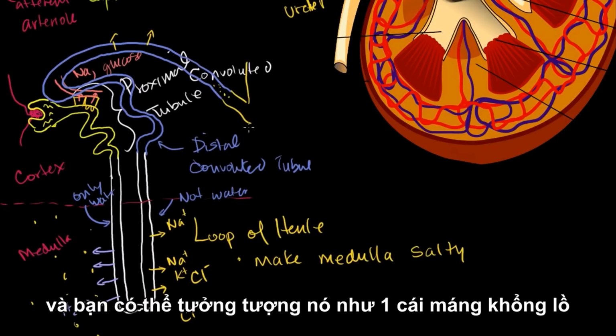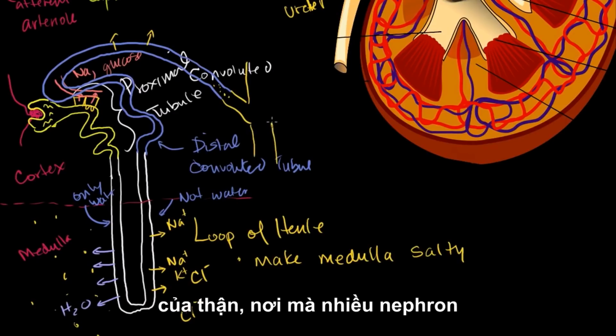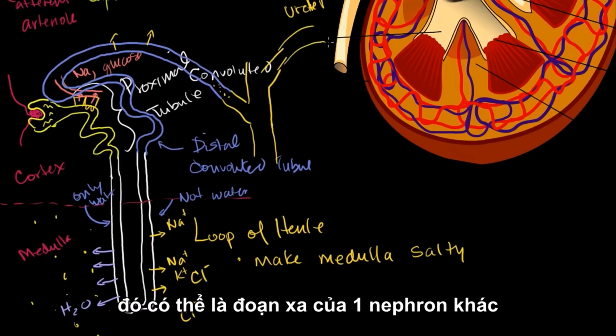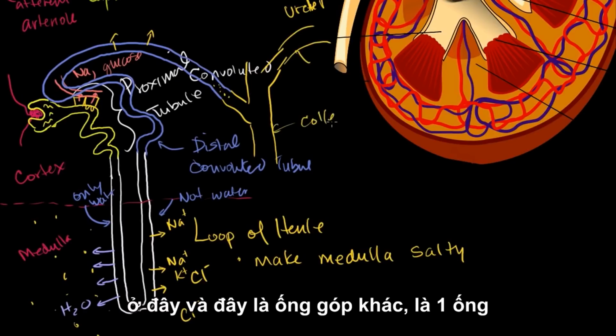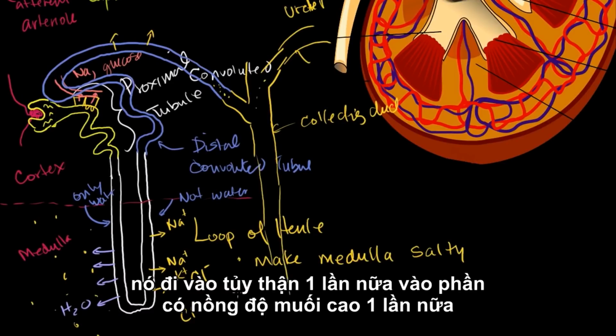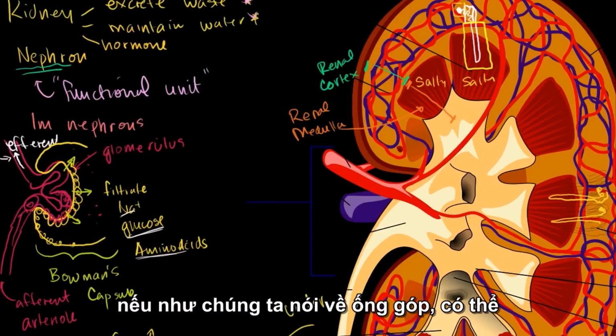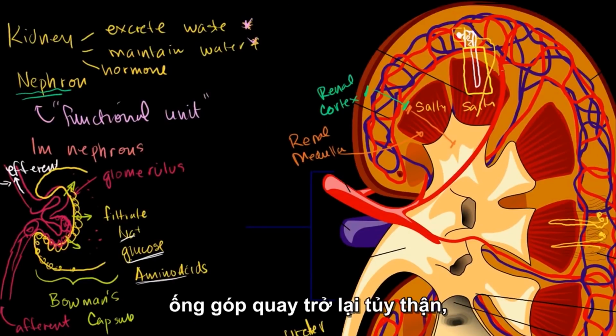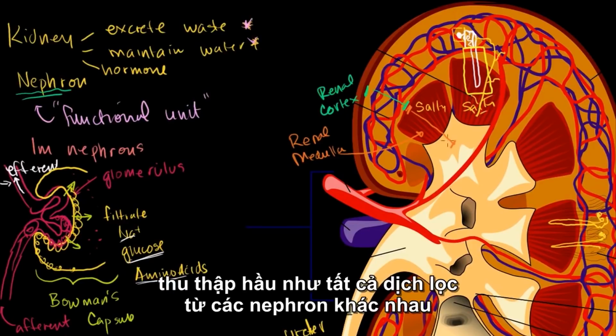And you can kind of view this as the trash chute of the kidney, where multiple nephrons are going to dump into this. So that might be the distal tubule of another nephron right here. This is a collecting duct, which is just a tube that's collecting all the byproducts of the nephrons. And the interesting thing is, the collecting duct goes into the medulla again, to the salty part again. So maybe the collecting duct's coming back into the medulla, collecting all of the filtrate from the different nephrons.